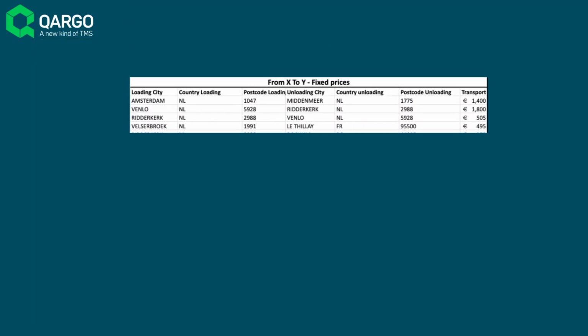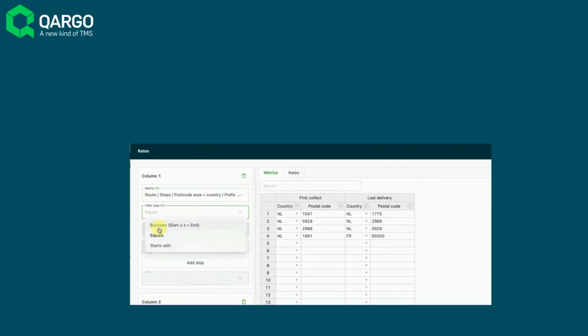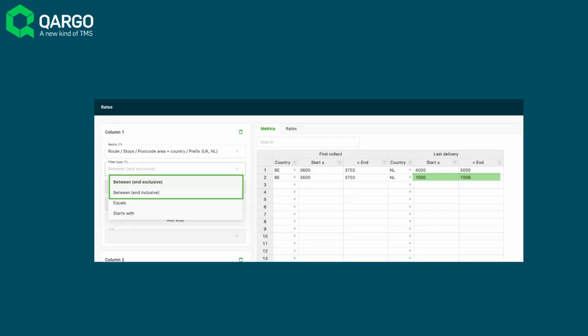If you have specific postcodes for each stop, it is also possible to build the table using this format. Instead of using the option between to set ranges, use equals and include specific postcodes. As a quick note, you'll see 2 options when choosing the between filter. End exclusive will not include the last value, and end inclusive will include the last value. So in the highlighted example, because we use end exclusive, the last value will actually be 1007.